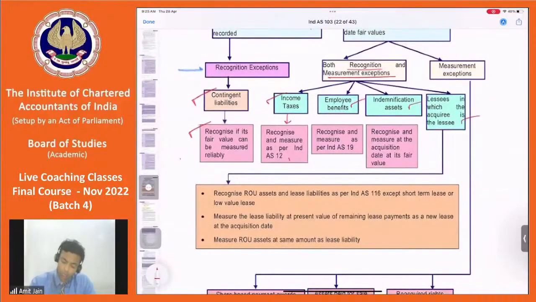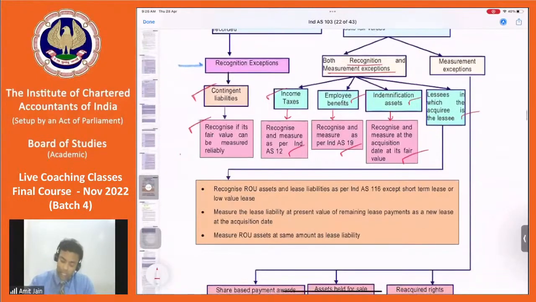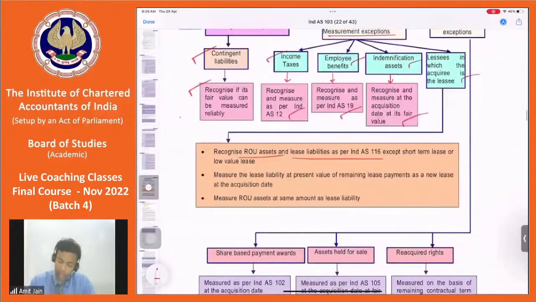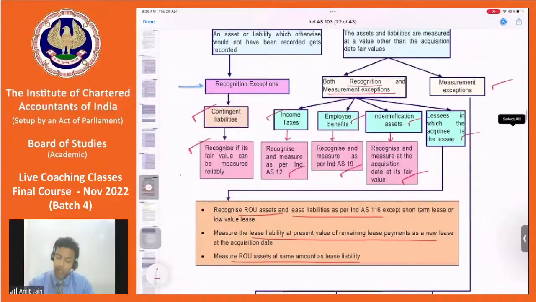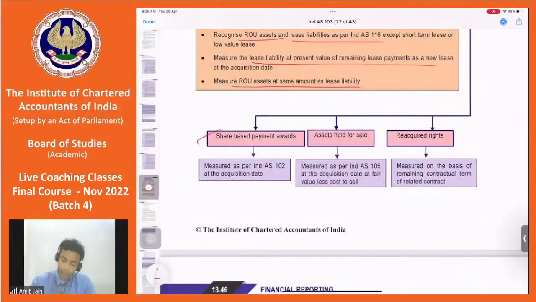Income tax is recognized as per Ind AS 12, employee benefits as per Ind AS 19, indemnification at fair value. Where the acquirer is operating as a lessee, recognize ROU and lease liability. Lease liability will be the present value of the future liability, and ROU will be the same amount. Certain measurement exceptions: share-based payment is recognized as per Ind AS 102. Asset held for sale is recognized as per Ind AS 105, at fair value less cost to sell or cost, whichever is lower. Reacquired rights are recognized as an intangible asset and amortized over the remaining contractual period.